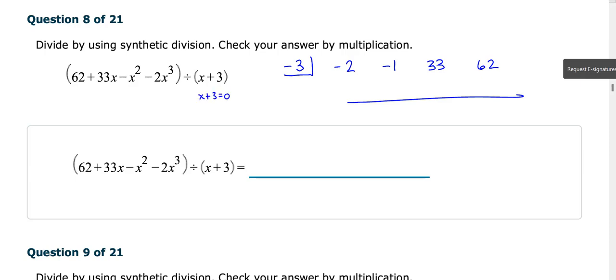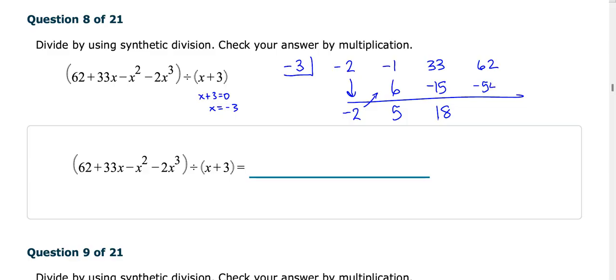We drop the first number down. Then to get back upstairs, we have to multiply by the number in the half box. -2 times -3 is 6. And now we add -1 plus 6. To get back upstairs, 5 times -3 is -15. 33 minus 15 is 18. 18 times -3 is -54. And 62 minus 54 is 8.